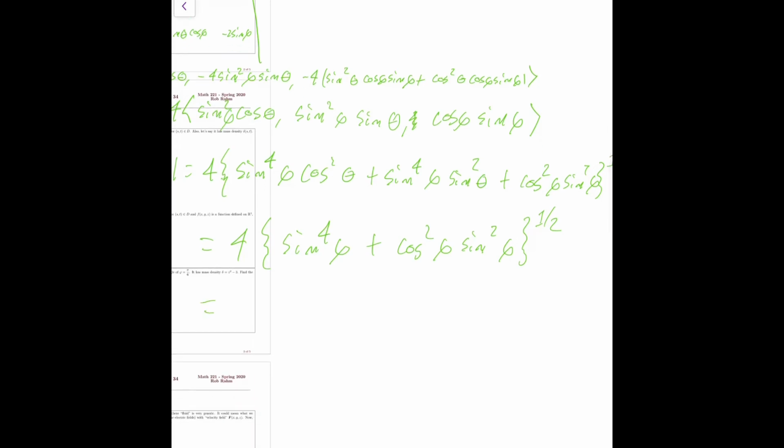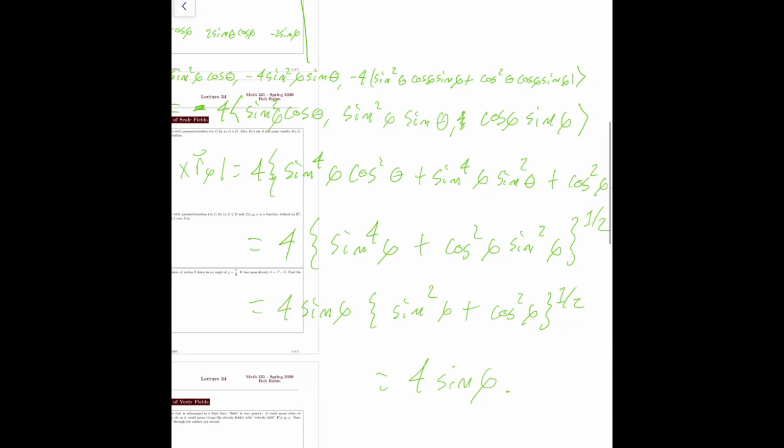Now each term has a sine squared phi, so I can factor that out. This gives us 4 sine phi times the square root of sine squared phi plus cosine squared phi, and this is just equal to 4 sine phi. So the magnitude of r_s cross r_t, or with our parameters, r theta cross r phi, is 4 sine phi. Now you might want to copy this down because I am about to erase it.